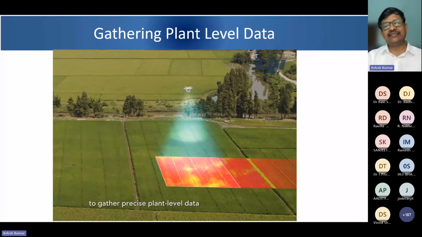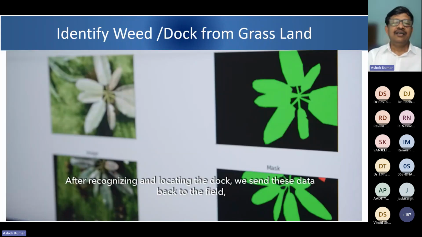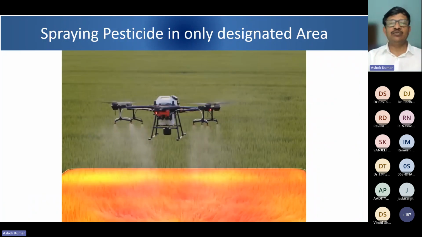Similarly, I can also gather precise plant-level data from the drone, right? The drone can monitor with a camera and so on. Once I have that data back on the server, using certain algorithms or AI/ML, it can recognize and locate weeds, etc. And then it can be sent back to the field for action and you can remove them.